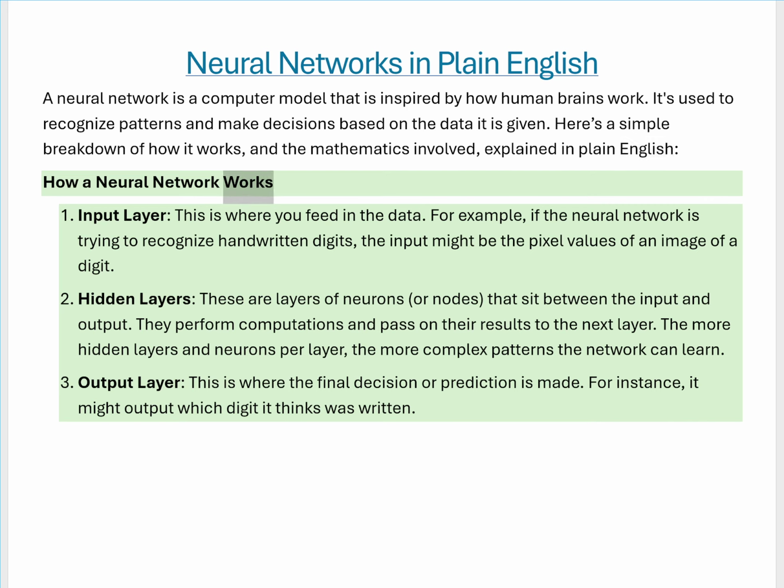How a neural network works. Input layer. This is where you feed in the data. For example, if the neural network is trying to recognize handwritten digits, the input might be the pixel values of an image of a digit.